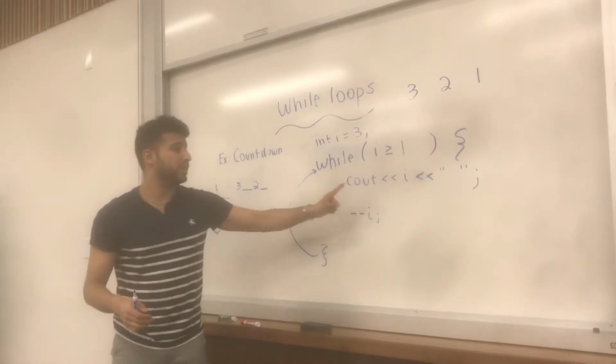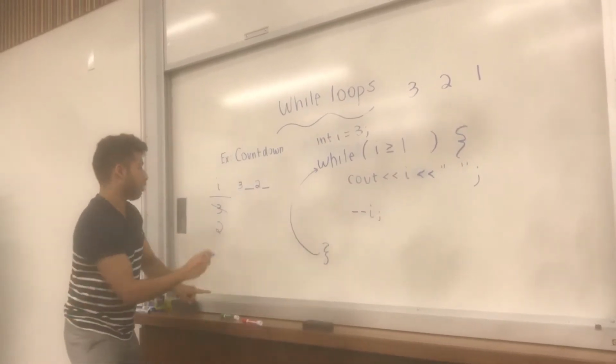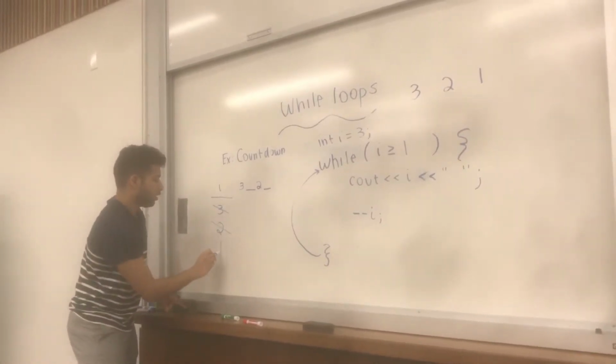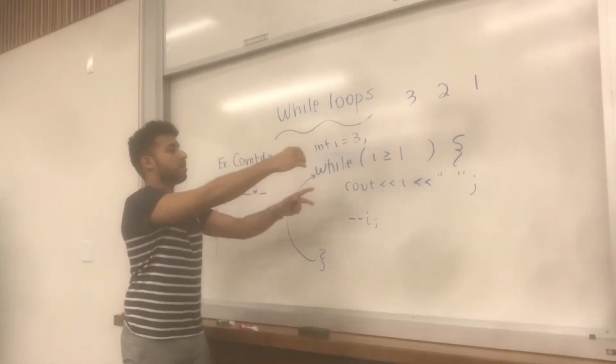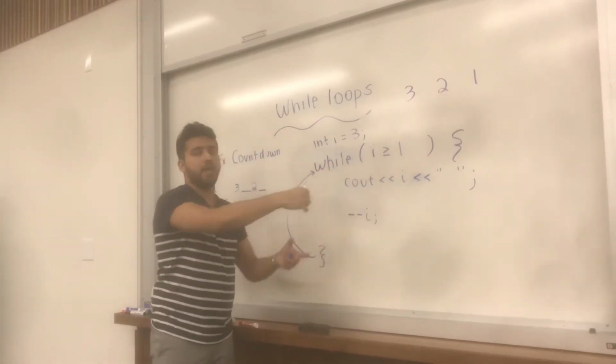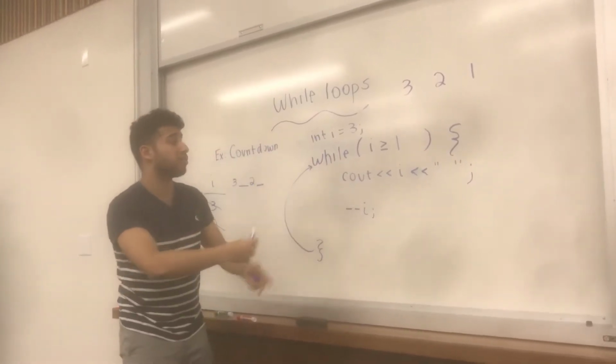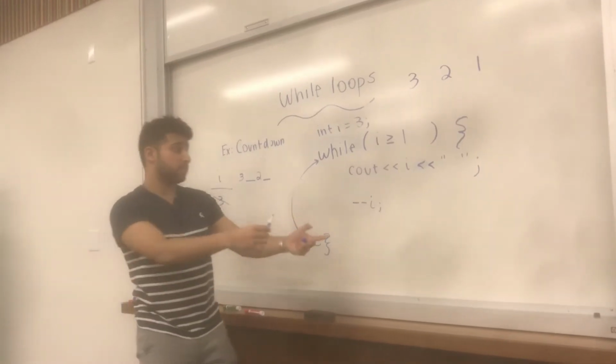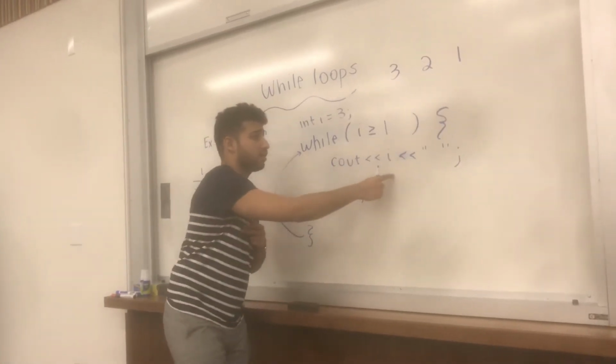Next, we decrement I. So I goes from 2 to 1. Then we go back up, we check I is 1. Is 1 greater than or equal to 1? Yes. So we cout I and a space.